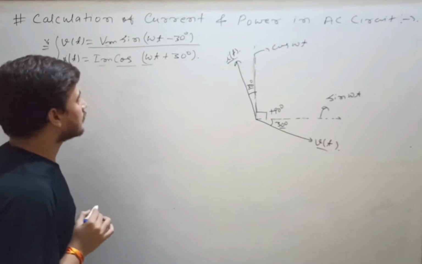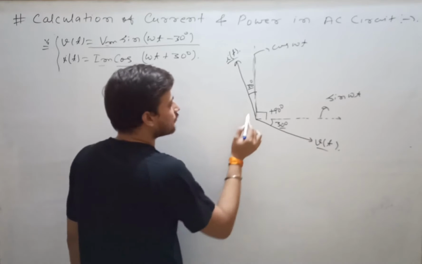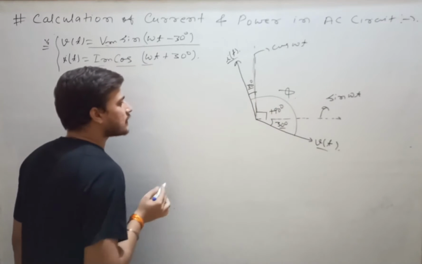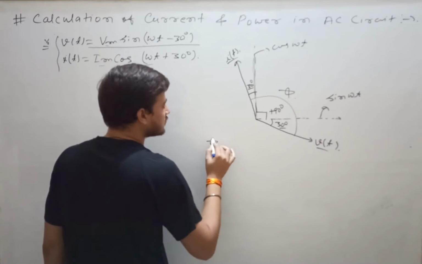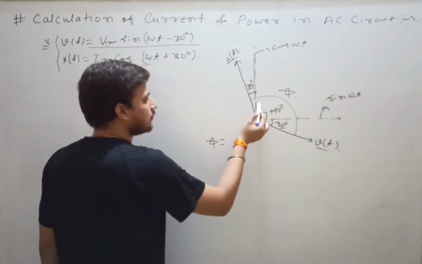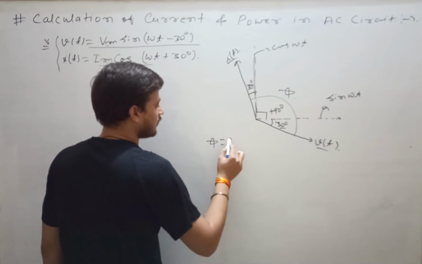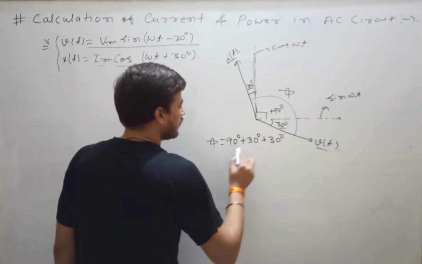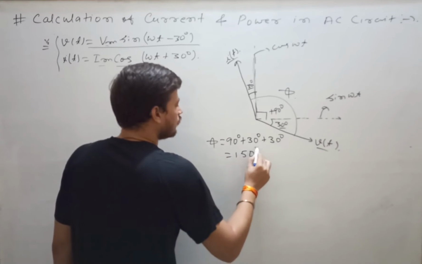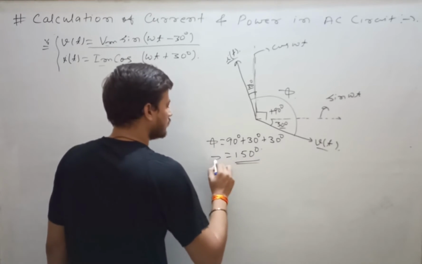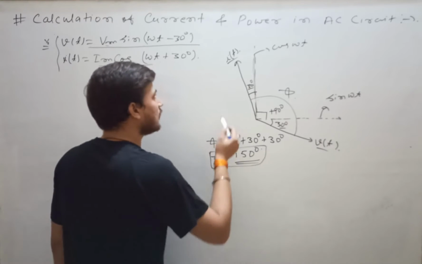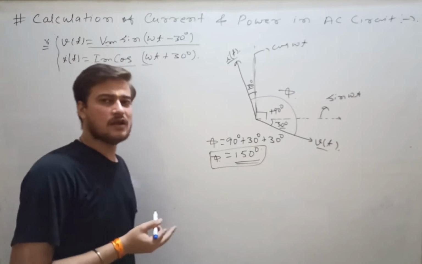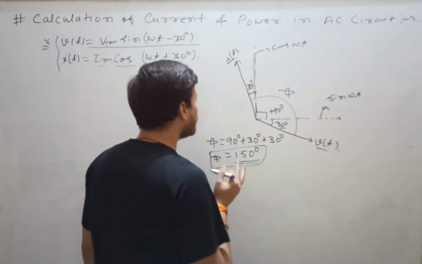This is your plus 30 degree. Now if somebody is asking you the phase difference, that means this complete angle phi. So what will you say? This phi is equal to 90 plus 30 degree plus 30 degree. So here it is coming 150 degree. So phi is 150 degree, and you saw here current is leading voltage. Current is leading voltage by 150 degree.